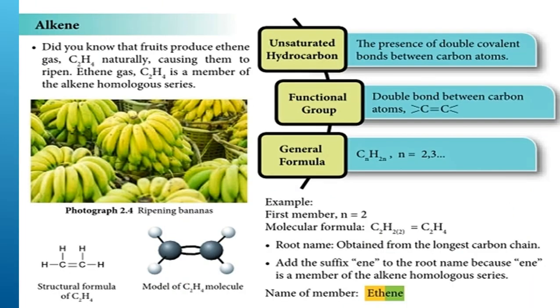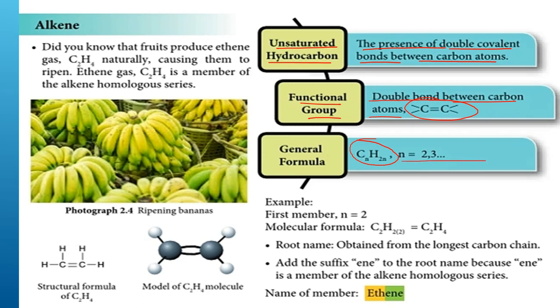How about alkene? Alkene is an unsaturated hydrocarbon because of the presence of double covalent bonds between the carbon atoms. So its functional group is a double bond between carbon atoms. This is the functional group of alkene. The general formula is CnH2n, and N must start with 2, 3 and so on.